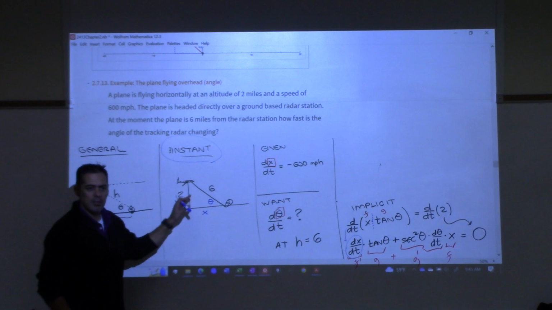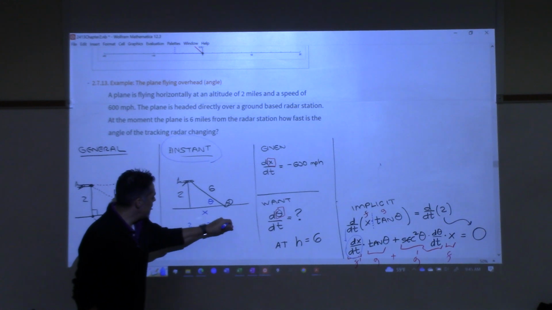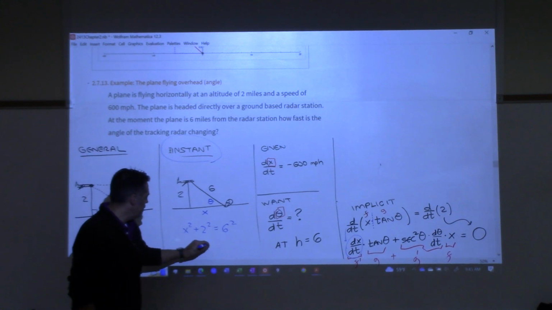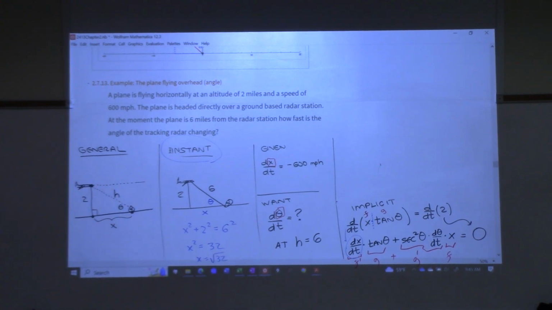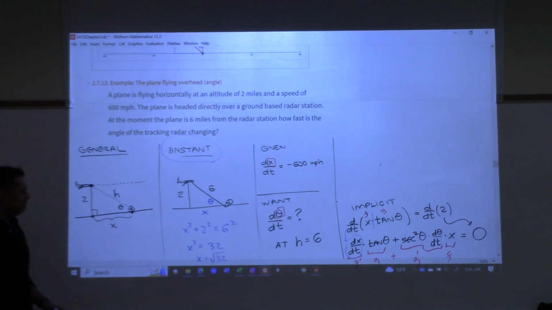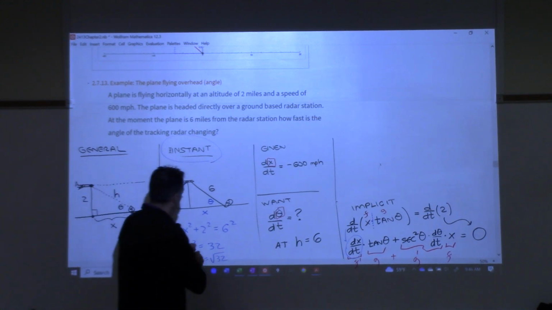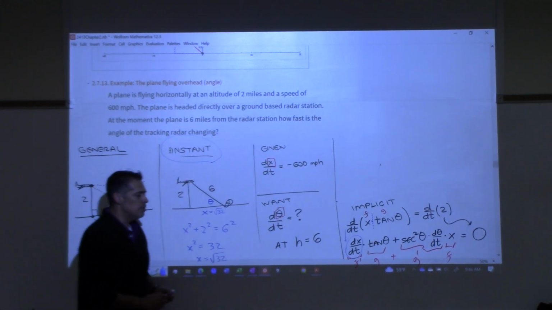Let's solve for x in this one. This would be x squared, using Pythagorean, plus 2 squared equals 6 squared. So x squared equals, let's see, that's 36, that's 4, take away 4 from 36, you get 32. So x is root 32, just the positive. So now do you know what tangent theta is? It's this over that, this over square root of 32. So we know tangent theta.